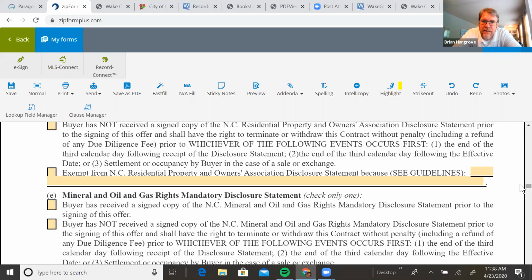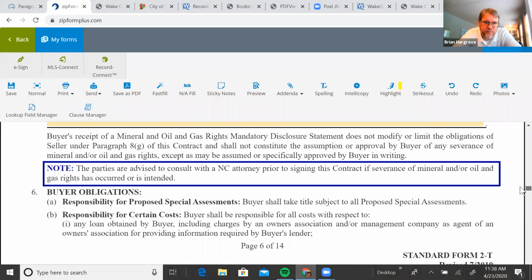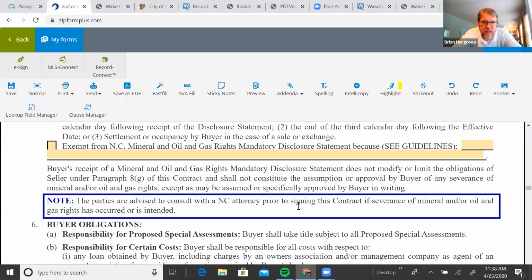Under mineral rights, it's just foreclosures that would be exempt, not new construction. New construction is required to give you the mineral rights. We have mineral rights disclosures in North Carolina because of new construction. They're the ones that actually created this new document years ago. And new construction development was selling these homes, and I think it was Lennar. I might be wrong, and we're recording, so I'm not sure, but I think maybe.